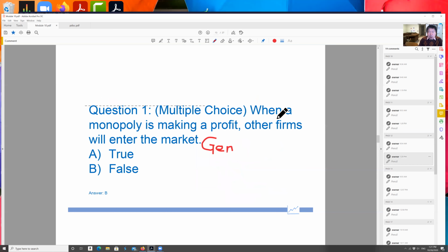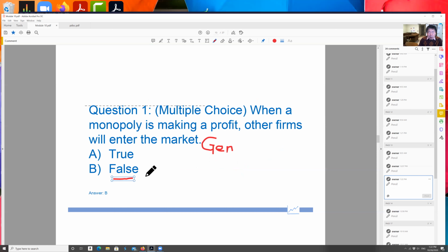So here's a question. When a monopoly is making a profit, other firms will enter the market. True or false? Of course, that's necessarily false. There is no guarantee. But if the firm is earning a profit, other firms would like to enter the market, but there are entry barriers, okay?